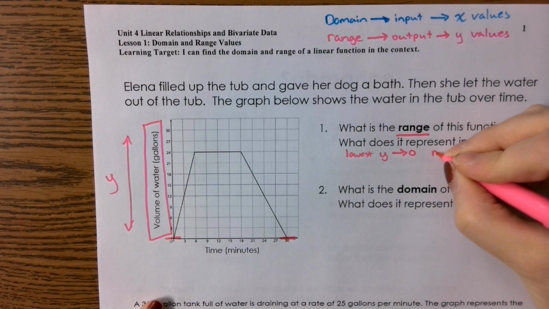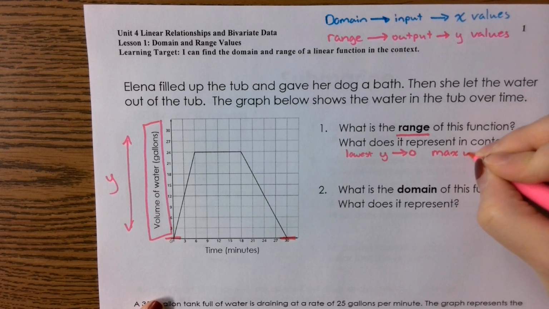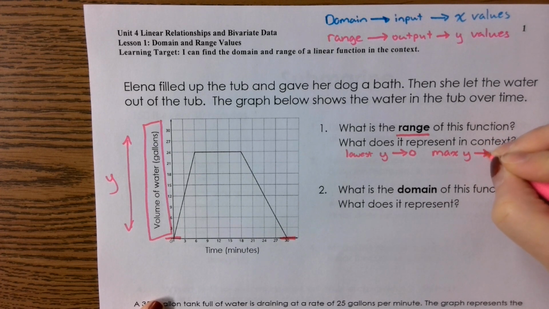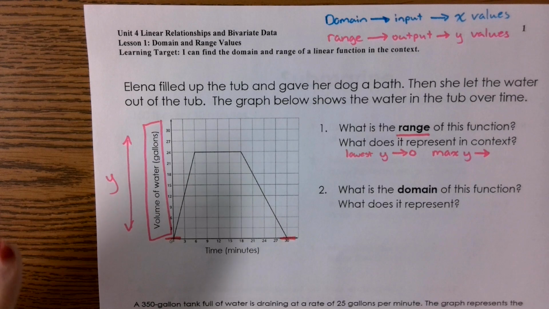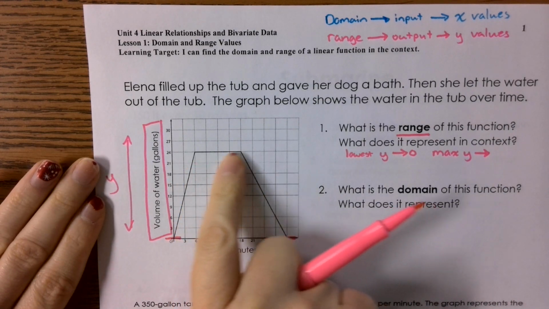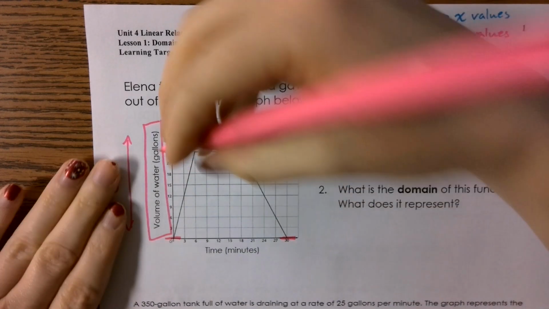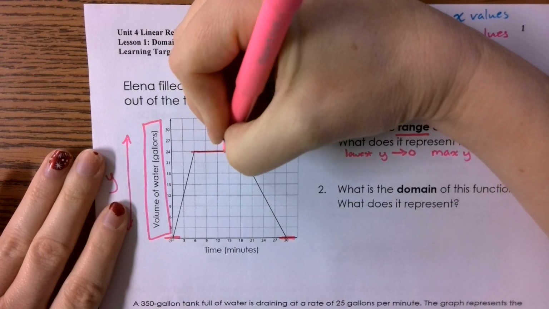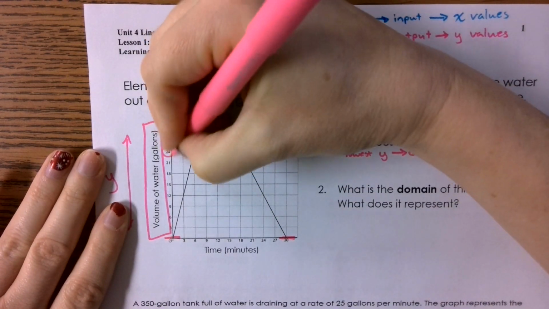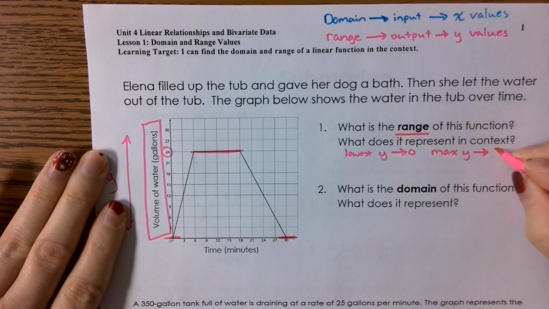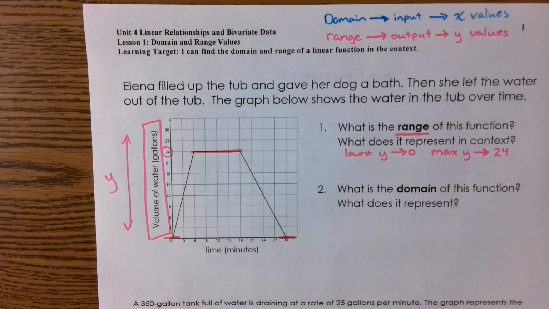Okay, what about the max? The maximum value of our y in this situation is at what? Look again. Look at the line. Where is the cap off of our line? 24, right? The cap off for what we've just graphed here is over at 24. So the maximum amount in this graphed situation is 24.